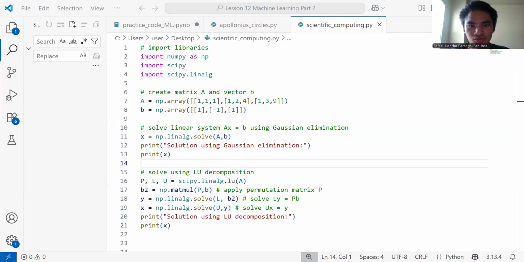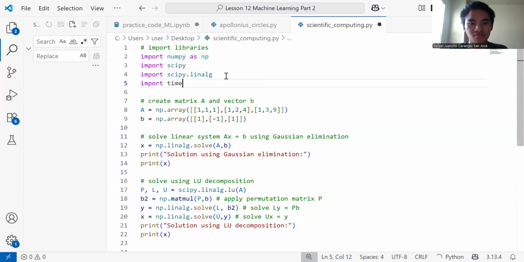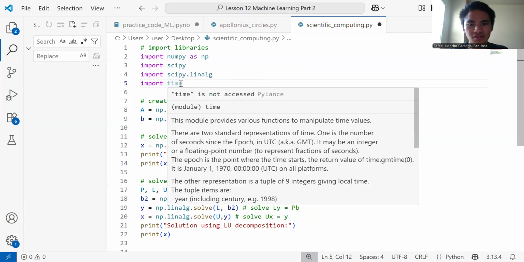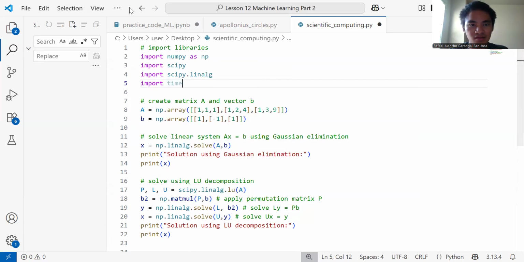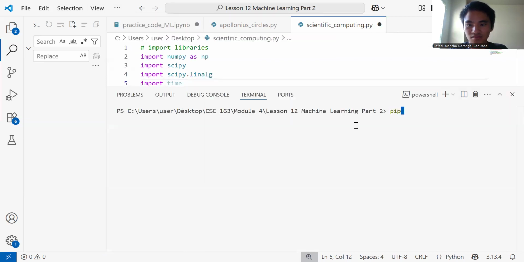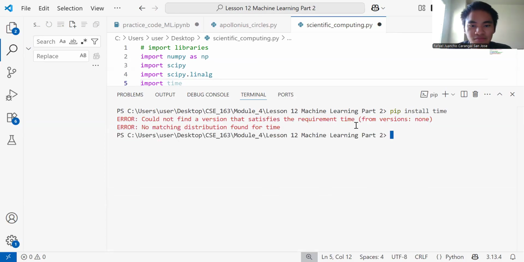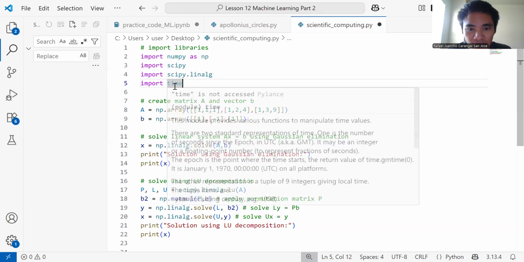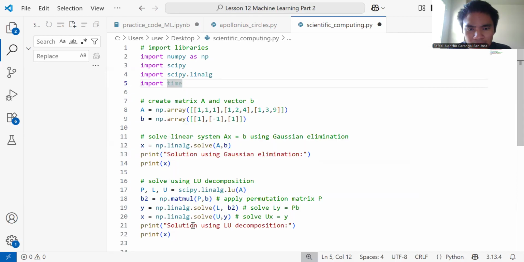We're gonna import another library for this. We're gonna import time. And I don't think I have this. Oh, I don't. Okay, let me just install the library. Oh, there's none. Okay, that's funny.